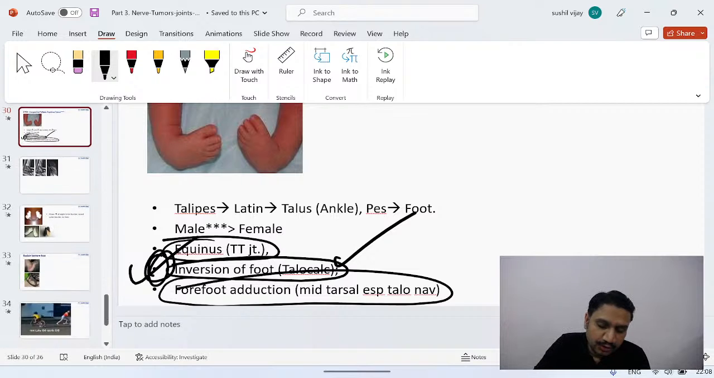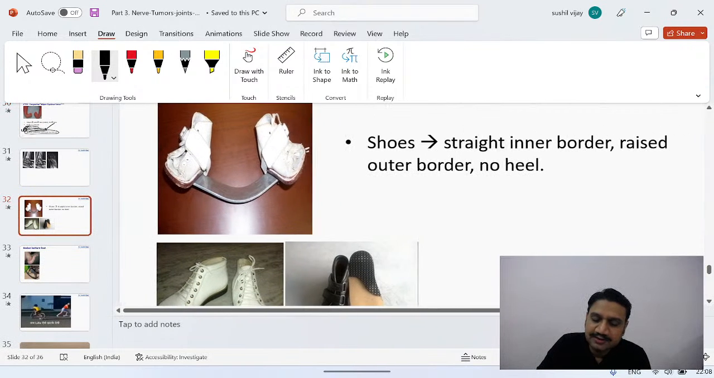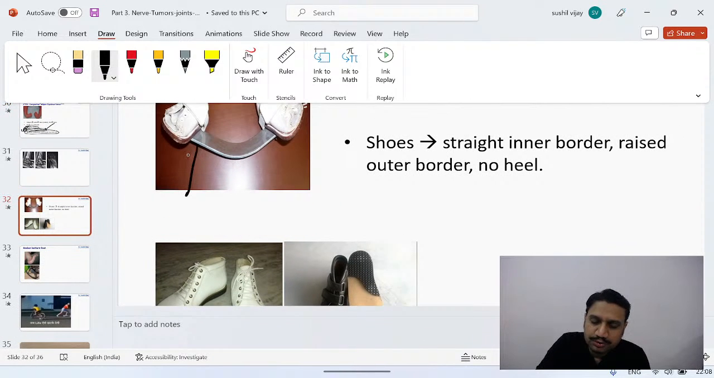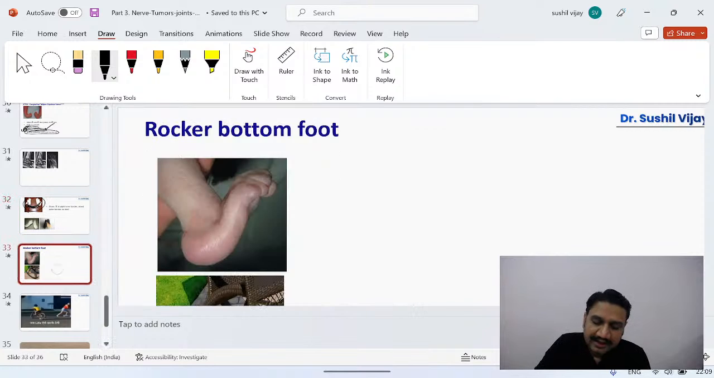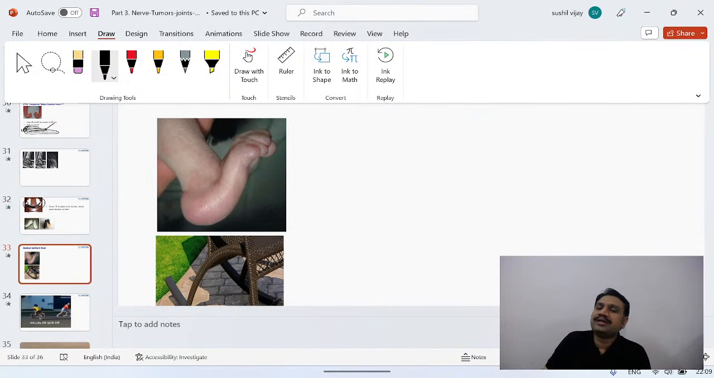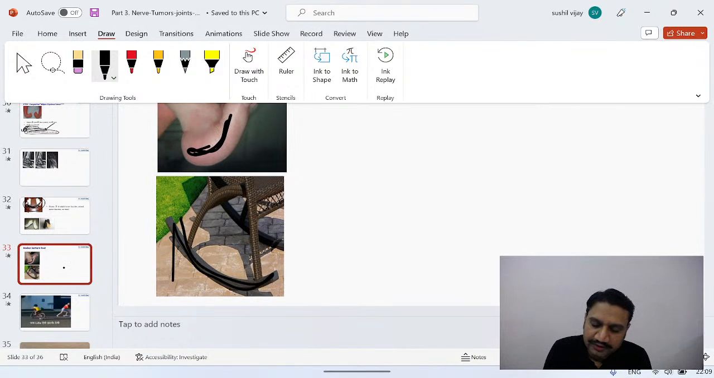Other than that, you have the Denis Browne splint. Two shoes connected to each other by a bar, that is a Denis Browne splint. And this is the deformity the foot will get if you don't treat CTEV well. It is known as the rocker bottom foot, like the lower end of a swinging chair.